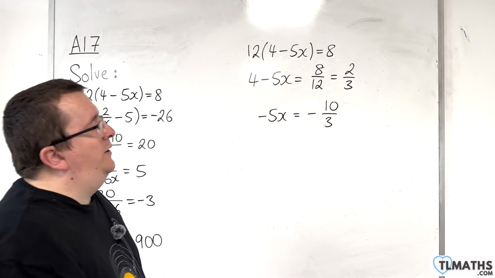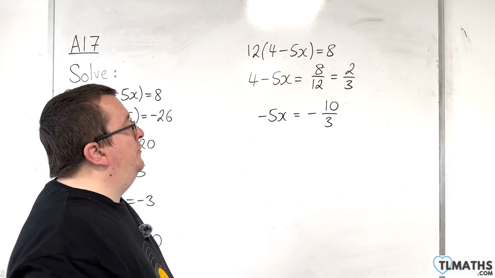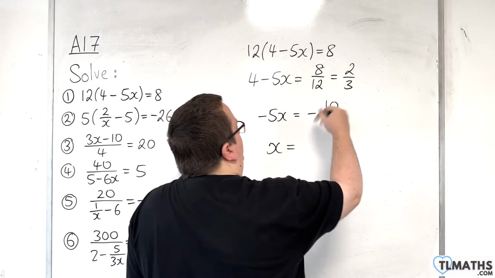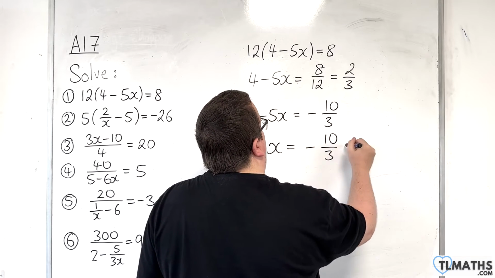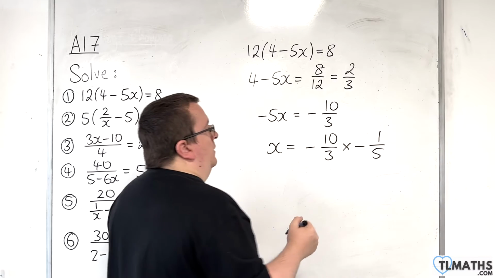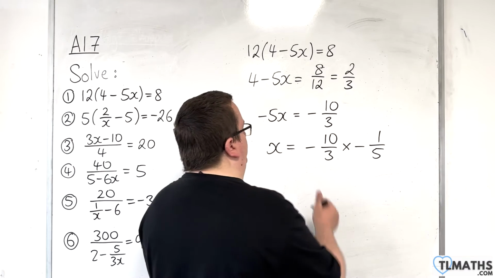So minus 5x is equal to minus 10/3. Then we need to divide both sides by minus 5. So dividing minus 10/3 by minus 5 is the same as multiplying by minus 1/5. So you might be able to do this in your head. If you want to do it this way instead, you can, of course.